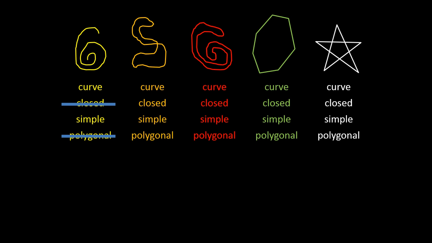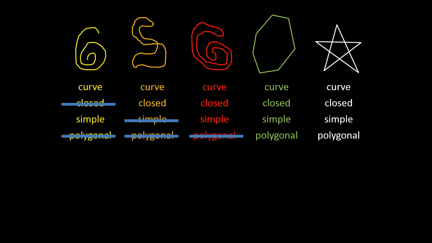Now let's look at the one next to that. It is a curve, and it is closed, but it's not simple. It crosses itself. And it's not polygonal because it's not made up of line segments. How about the red one? It is a curve, it is closed, it is simple, but it's not polygonal. It's not made up of line segments.